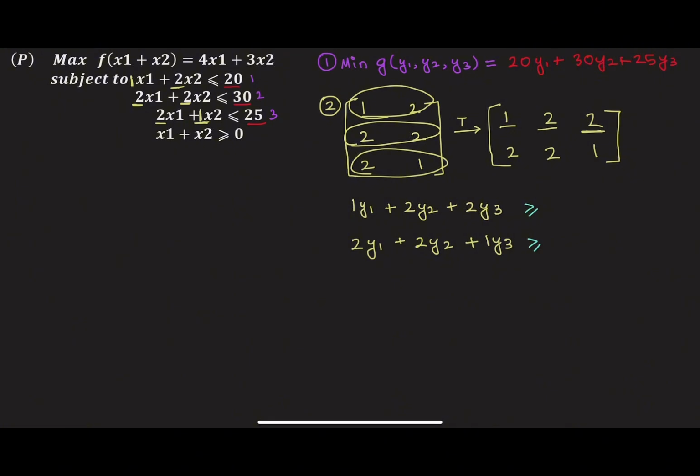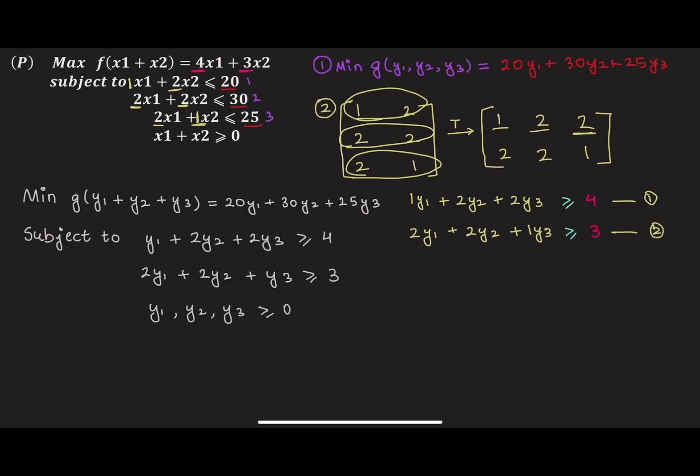And the right hand side will be the weights of the primal objective function, meaning these values, this 4 and this 3. So 4 and then 3. So these are our new constraints, constraint 1 and constraint 2. So this is how we convert a primal to dual. So let's write that down more neatly. So this is our final dual LP in canonical form.